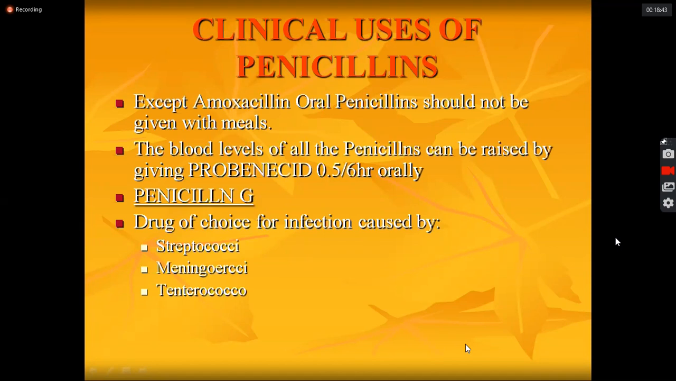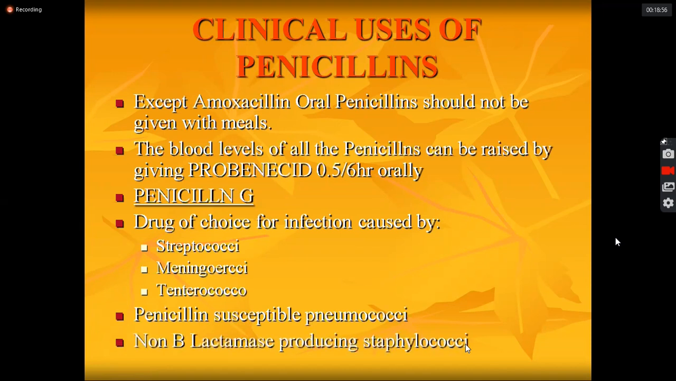Penicillin G is a drug of choice for infections which are caused by streptococcus, meningococcus, and this is a mistype, it is enterococci. So please correct it. Now, penicillin is also effective against susceptible pneumococci and non-beta lactamase producing staphylococci. This is the spectrum of penicillin G: it is the drug of choice for streptococcus, meningococcus, enterococci, susceptible pneumococci, non-beta lactamase producing staphylococcus, and Treponema pallidum, which is the causative organism for syphilis.